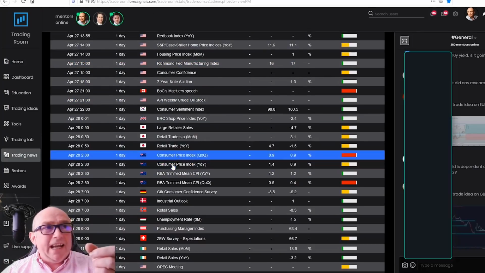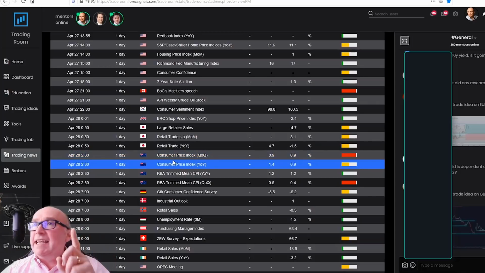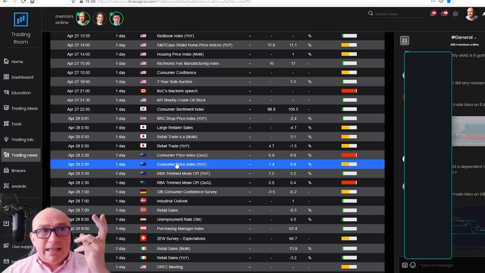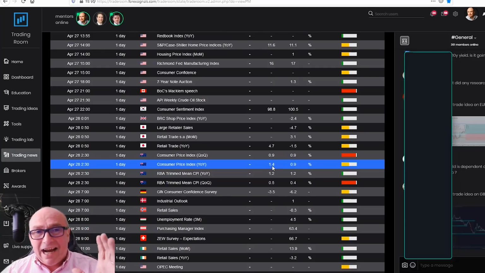Later on in the week, you can see here we've got the Australian CPI. CPI stands for Consumer Price Index. Again, it's basically the inflation. So they're looking at inflation coming in up 1.4% year on year. Of course, if this is a big miss and inflation is coming in higher, then you're likely to see the Australian dollar go stronger as well.